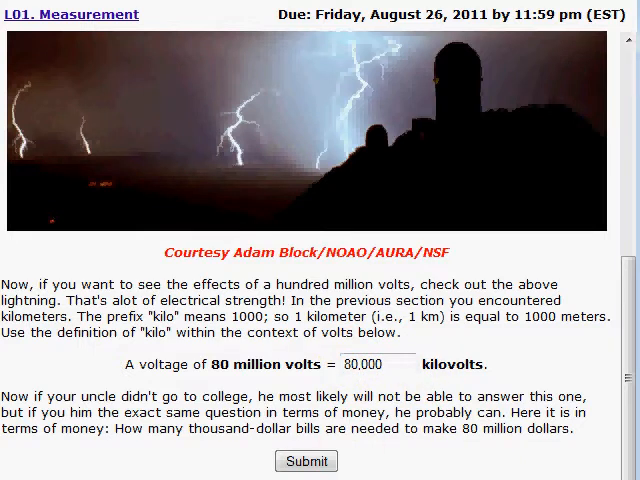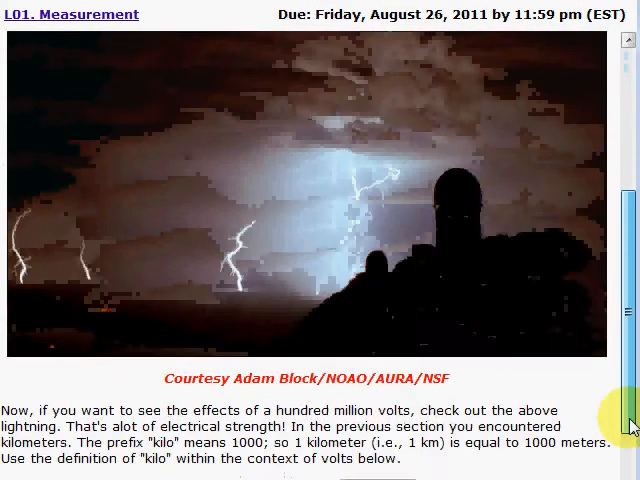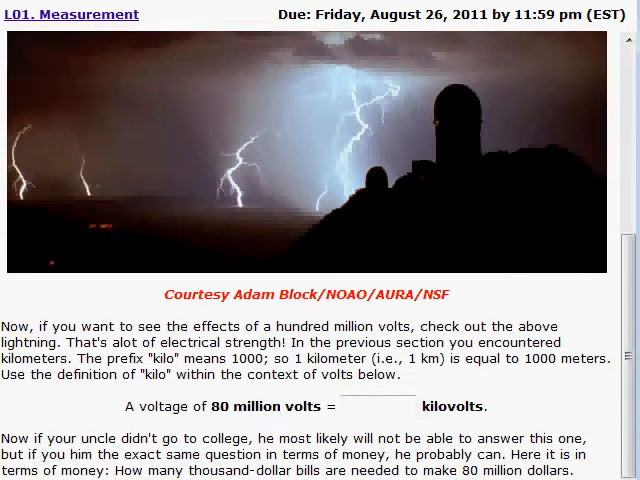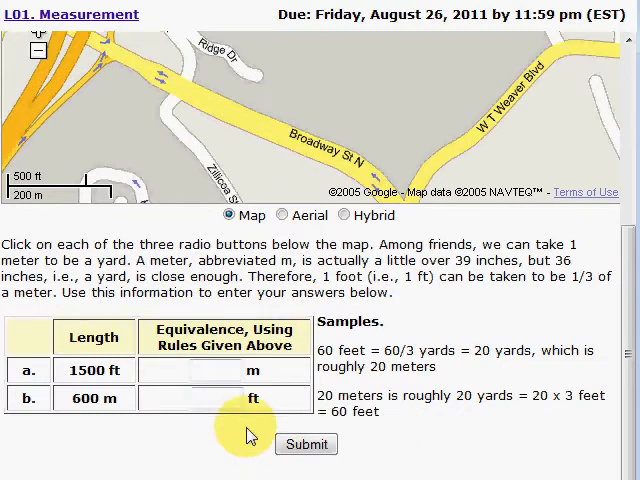If we go next, it says estimate distances in kilometers. It's nice to know your relationship here. You should know that a yard is roughly the size of a meter, and there's 3 feet in a yard. So if you want to go from feet to meters, it's like saying how many yards are there. It's like the same thing. So just divide by 3, you get 500.